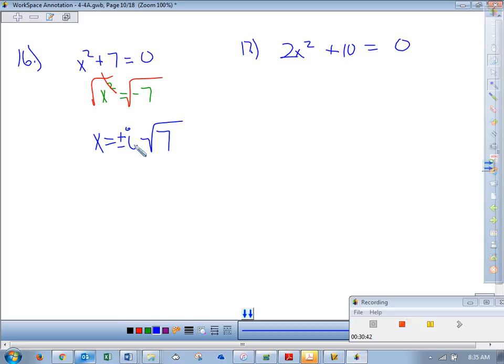Cool? What we did before was the number underneath was a perfect square, like a 25, so we square rooted it, and we got 5. The number was a 64, and we square rooted it, and we got 8. Well, the number underneath here is a 7, so I square rooted him, and I got the square root of 7. Right? Okay? So let's do the last one here. Let's get x squared all by himself.